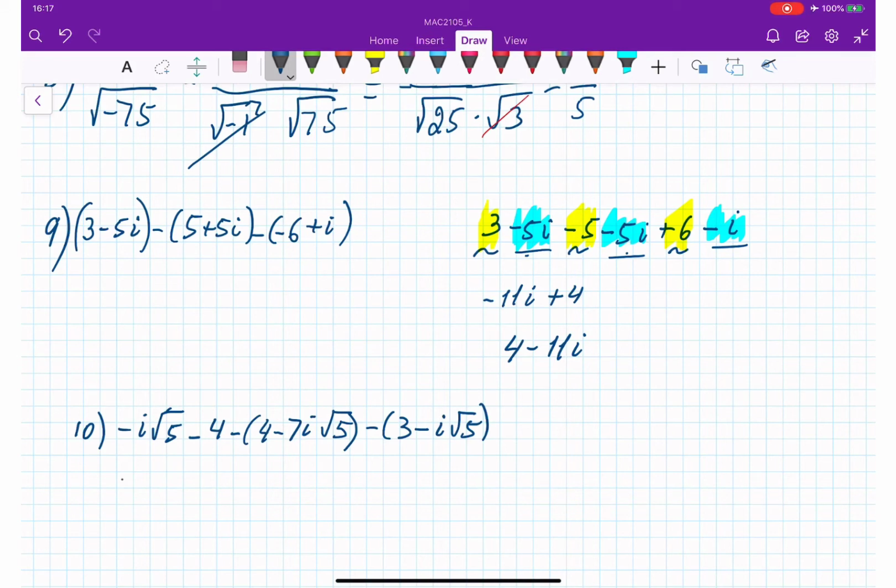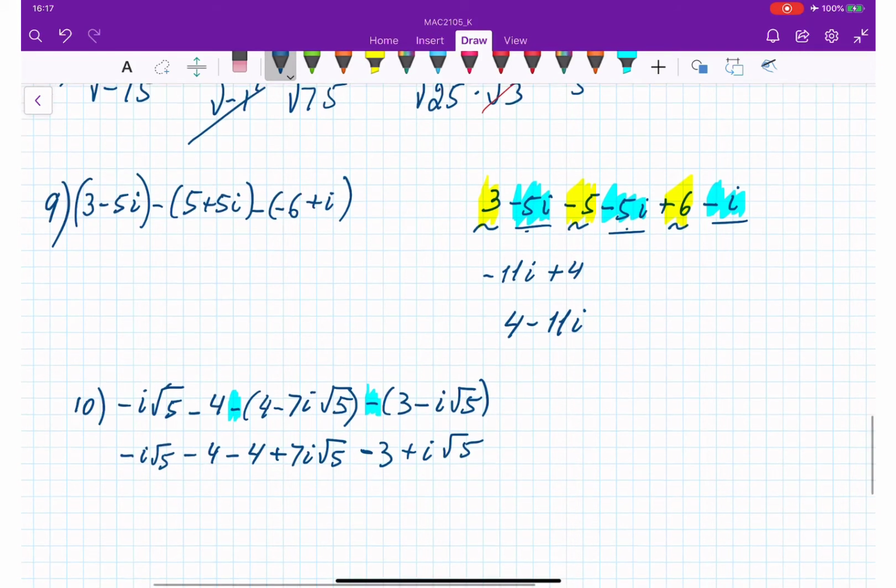So negative i square root 5 minus 4. We are opening parentheses here because you have a negative sign, so everything is going to flip. Positive 4 becomes negative 4. Negative 7i square root 5 will become positive 7i square root 5. And then we have another negative sign in front of parentheses, so positive 3 will become negative 3. And negative i square root 5 will become positive i square root 5.